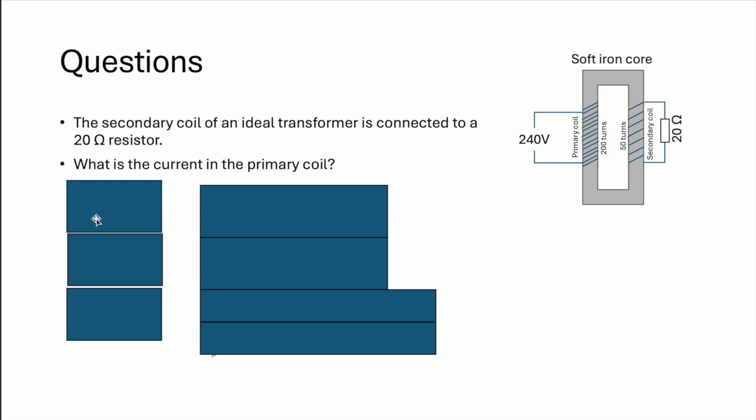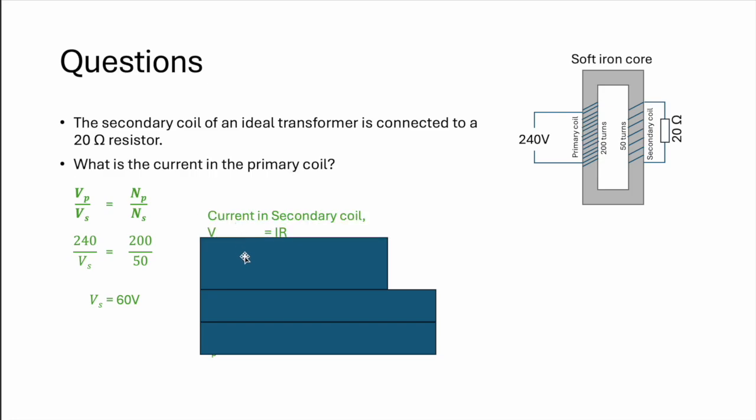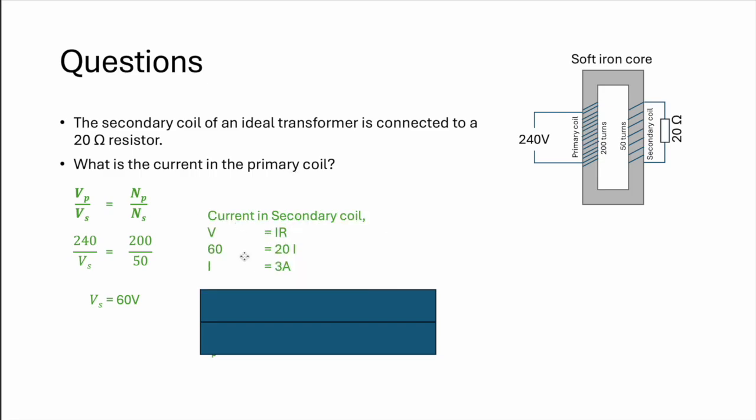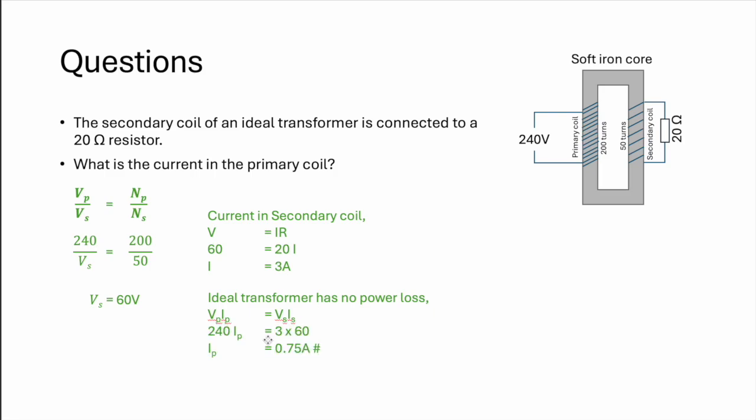So using this formula, you plonk the three values you have inside: 200 turns, 50 turns, 240 volt, and the last volt you do not know. The secondary voltage will be 60 volt. Then current in the secondary coil will be, from the V equals IR formula, 3 amperes, and then you plonk it back into this formula, IV, and you'll get this. So this is pretty challenging. As a multiple choice question, you need 3 formulas to help you get the answer.